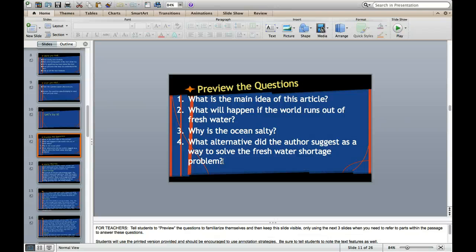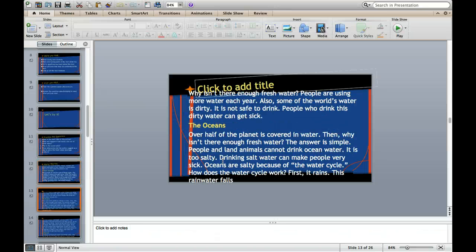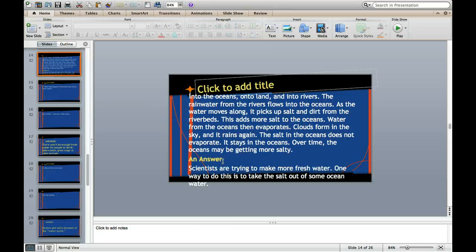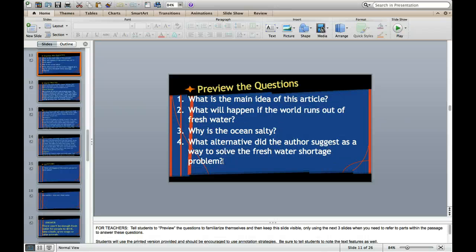I want you to slowly and carefully read the article, and as you read, I want you to underline the answers to these questions and put a number by them. Like if you find out what will happen if the world runs out of fresh water, underline all that stuff and put a 2 by it, so you know that helps you answer question number 2, right? When you are done, I want you to come back. Actually, let me just ask you to pause here. Okay, so pause and then I'm going to go through the answers with you.